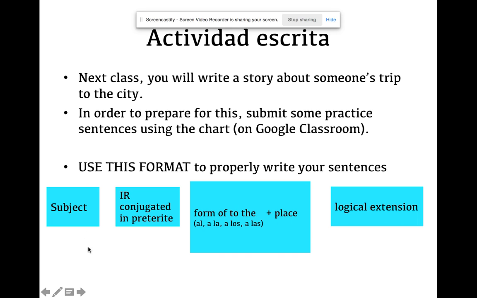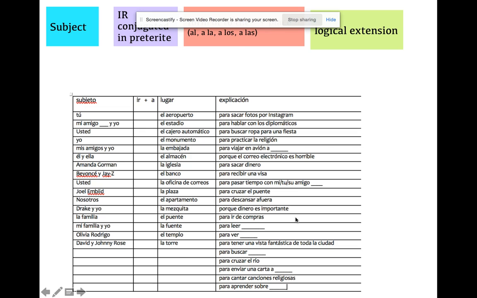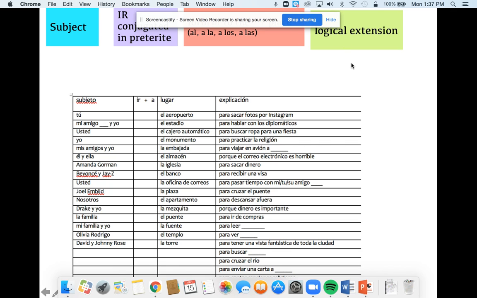So we have so-and-so went to the, now these are your 4 different ways to say to the in Spanish. And remember, it depends on what this place is. El supermercado, la fuente, right? And then from this explicación section, explanation, you will pick a logical extension. So, subject, ir, conjugated in the preterite tense, to the, plus a place, logical extension. So let's do one together.